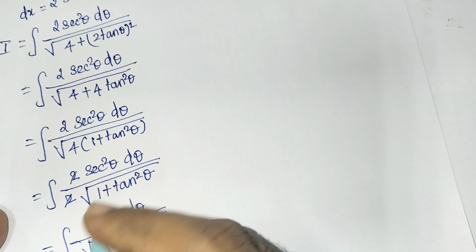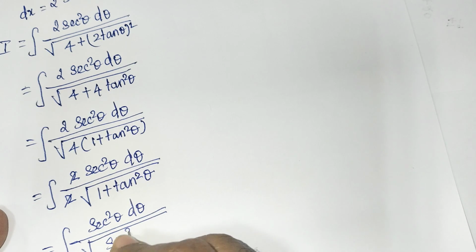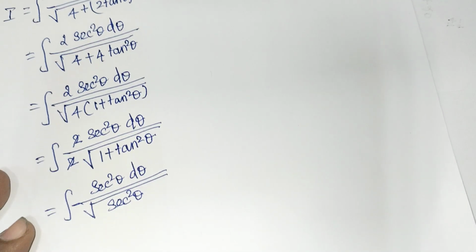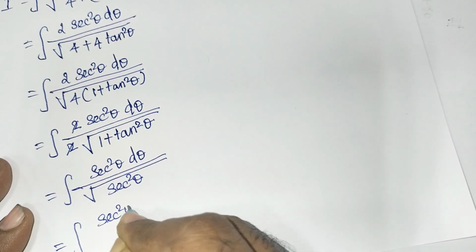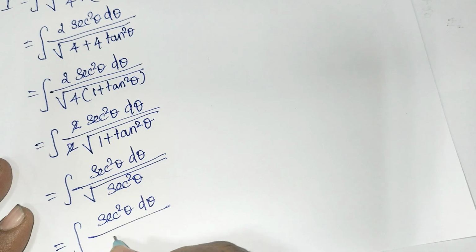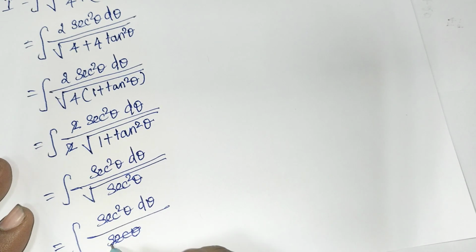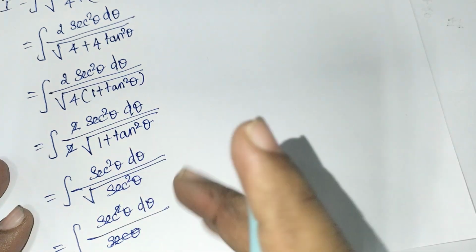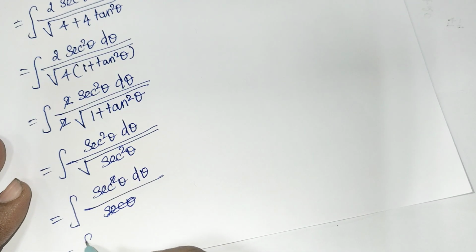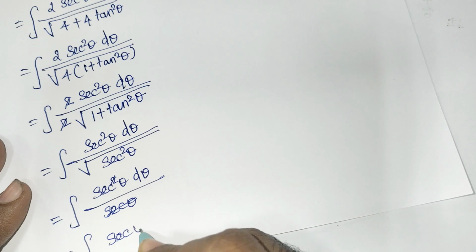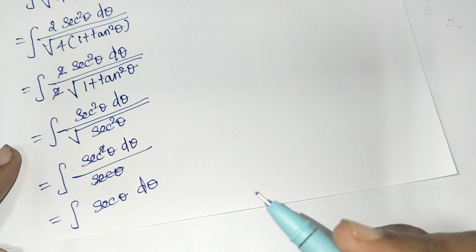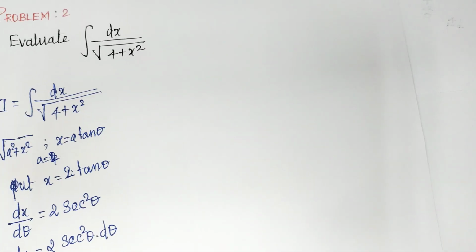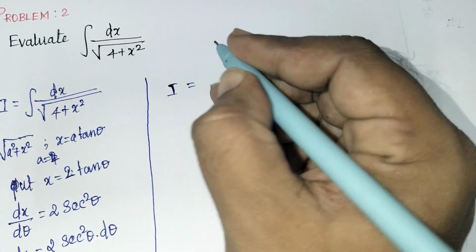Already I gave the formula. We can write here secant square theta. Okay, the square root of secant square theta we can write secant theta. Secant theta will cancel. We will get integral of secant theta into d theta. Okay, so integral of secant theta into d theta means we will replace I equal to integral of secant theta d theta.